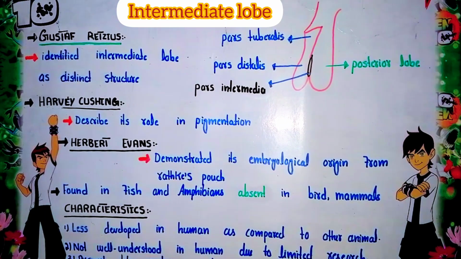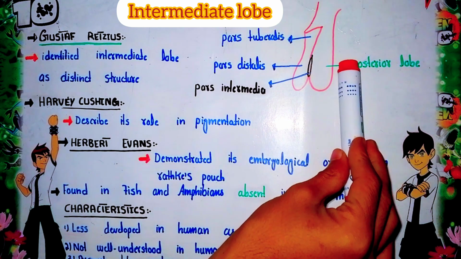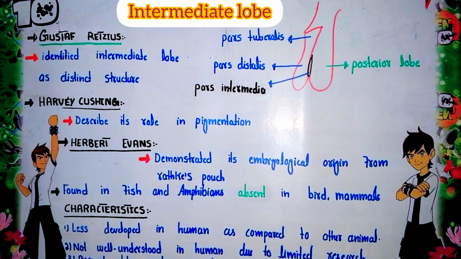Hi guys, in this video lecture we will discuss another important topic from the master gland of our body, that is called the pituitary gland. Now this pituitary gland has two lobes. The first one is the anterior lobe of the pituitary gland, while the second one is the posterior lobe of the pituitary gland.